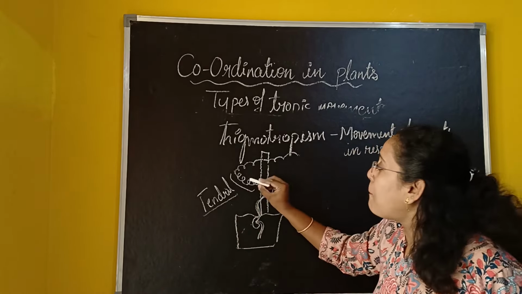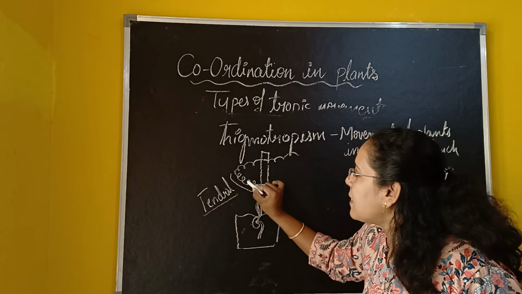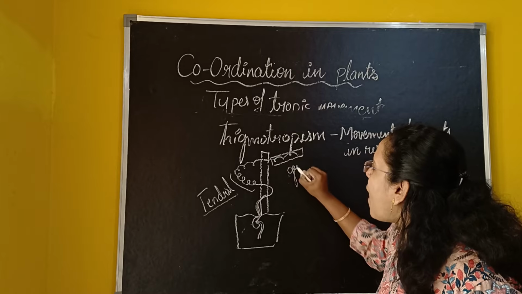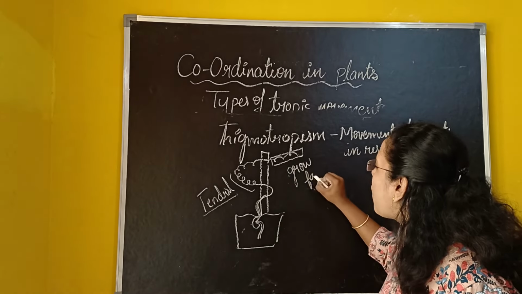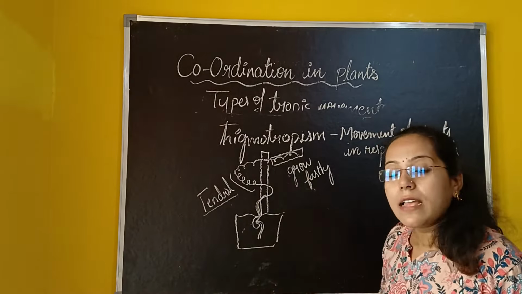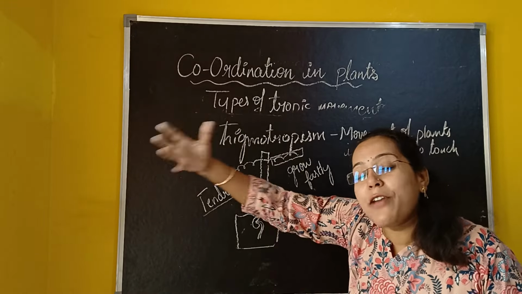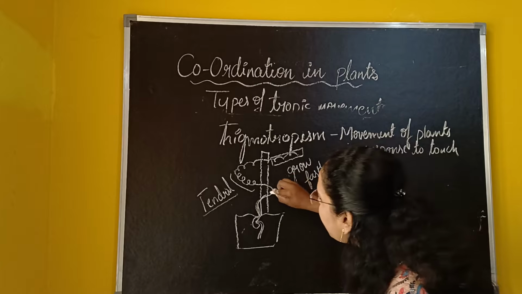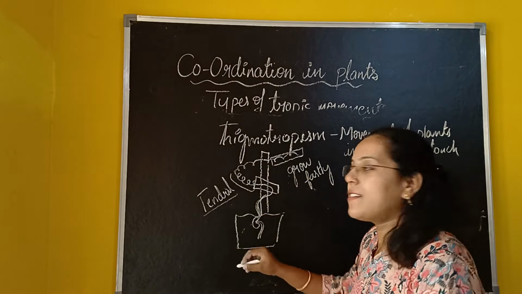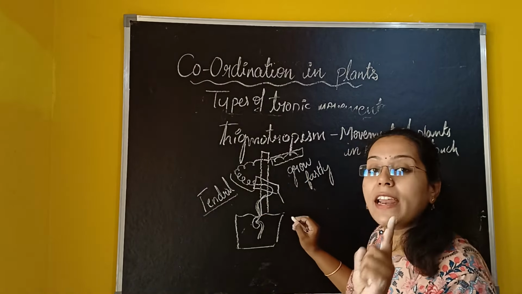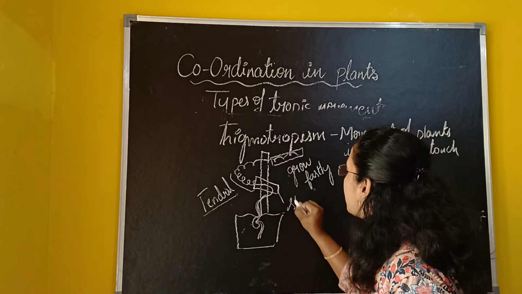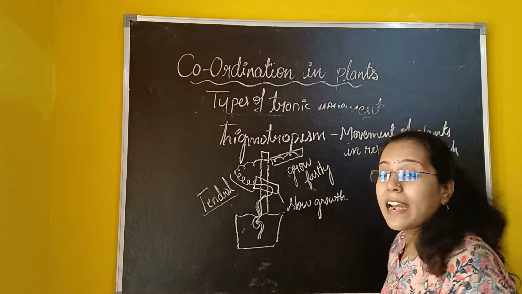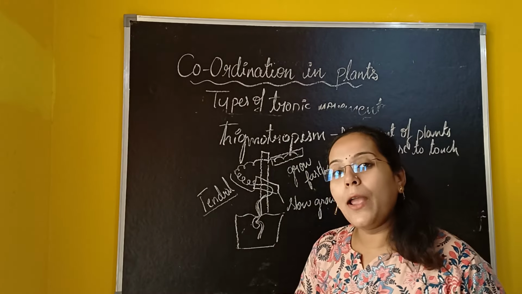See, this is a tendril, right? The part of the tendril which is away from the contact grows fast, or we can say rapidly. The part of the tendril which is away from the support grows fast. But the part of the tendril which is in contact with the support does not show the rapid movement. So slow growth will be shown. I hope you got my point.